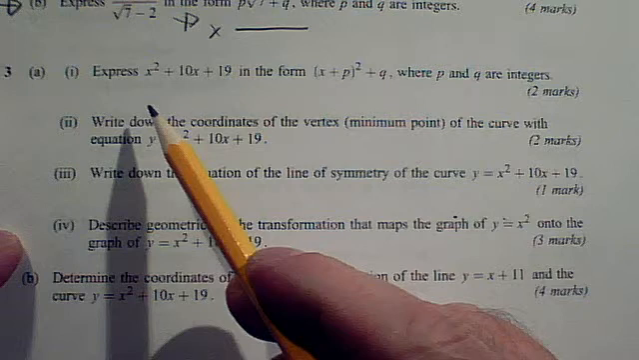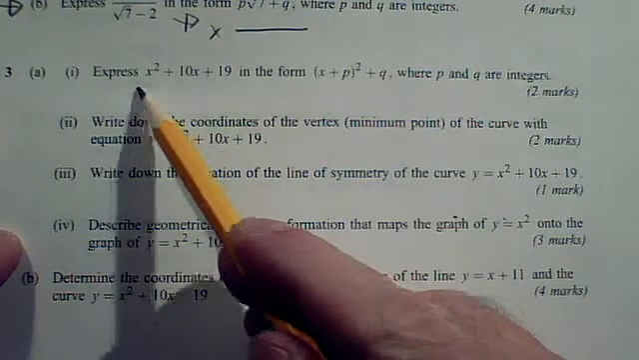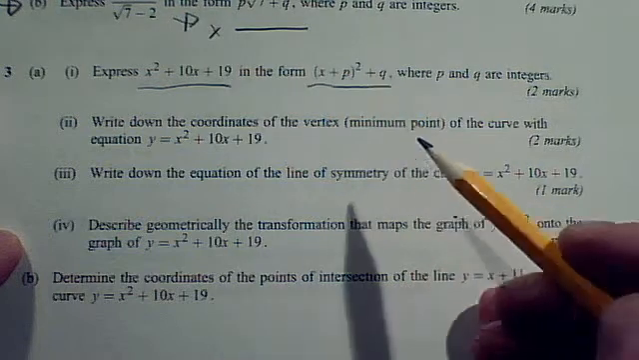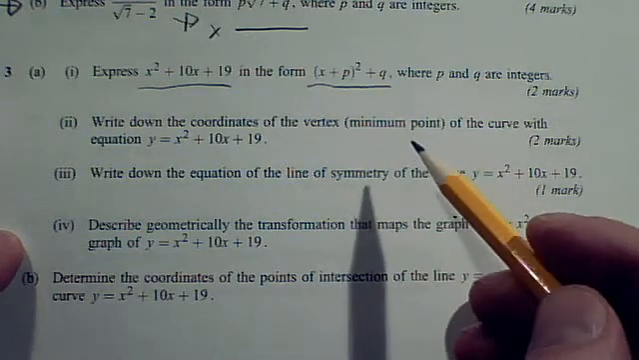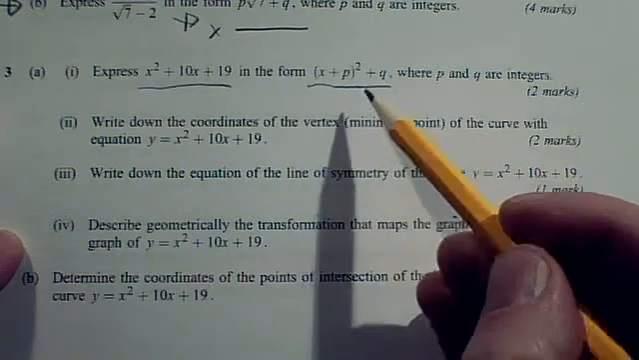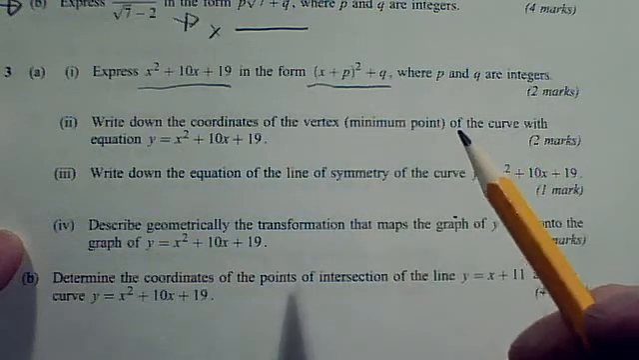Okay, the first thing we need to do in this question is express this quadratic in that particular form. This is called completing the square. You can check up the method in your chapter 1 notes if you've forgotten how to do it. There'll be a mark for getting P and a mark for getting Q.